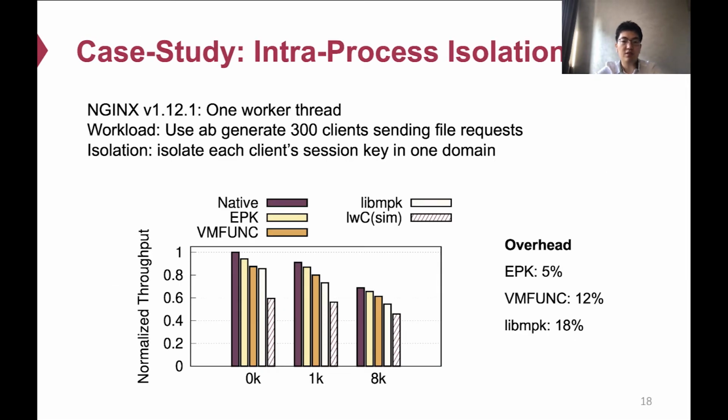We first apply different intra-process isolation mechanisms to a widely used web server, Nginx. To evaluate the performance overhead, we isolate SSL session keys of different clients in different memory domains. We leverage AB to generate the workload. 300 clients keep sending file requests one by one, thus the total domain number is 300. EPK imposes about 5% overhead compared with native and outperforms the other solutions. The overhead of the VMFUNC solution is about 12%.